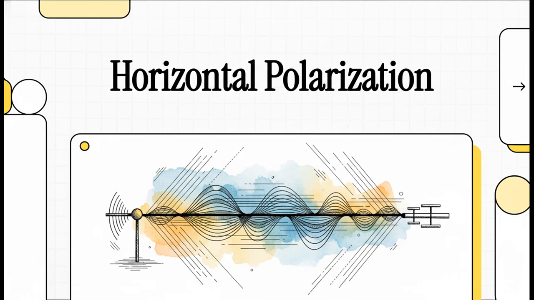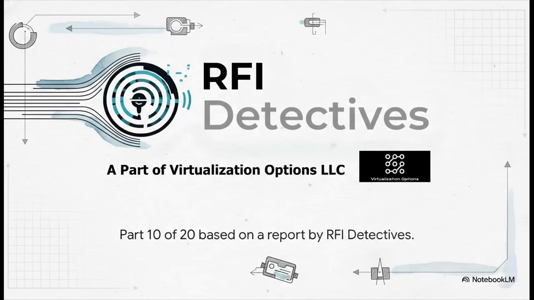Welcome to the Explainer. Today, we're zoning in on a fundamental property of radio waves that, honestly, can either make or completely break your system design. Now, just for some context, this is part 10 of a pretty extensive 20-part series. It's all based on a really detailed report on RF propagation from the team at RFI Detectives, who are part of Virtualization Options LLC. Today, we're going to focus on one of the most basic choices you have to make in system design: polarization. And specifically, we're talking all things horizontal.